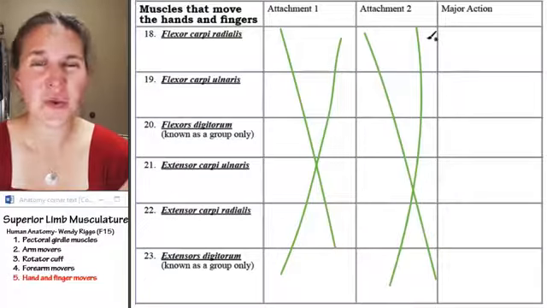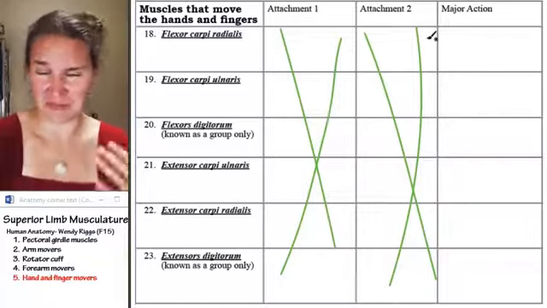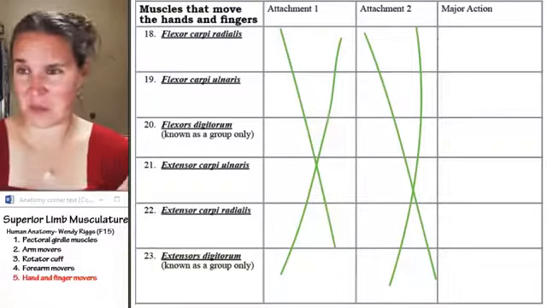Some of the attachments are cool, and I get really excited because I've learned some of the attachments, and it makes me happy, and I want to brag because I know some stuff.